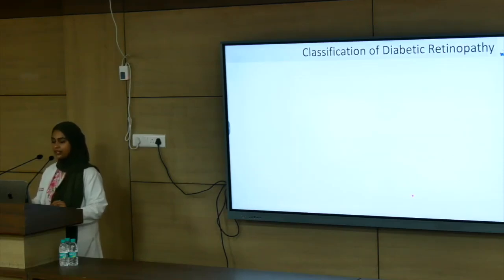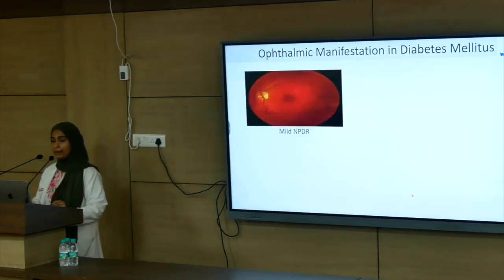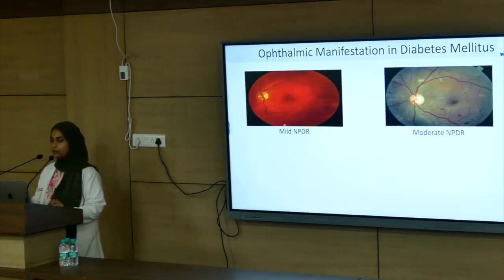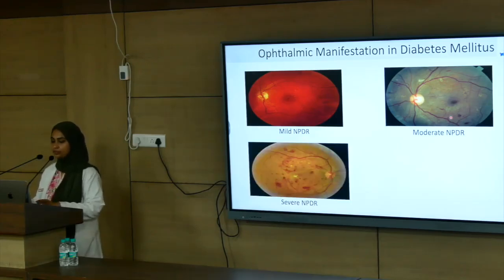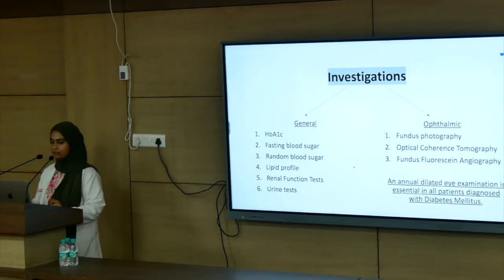Now, classifying diabetic retinopathy into non-proliferative and proliferative, where non-proliferative diabetic retinopathy is further classified into mild, moderate, and severe. Mild is when only microaneurysms are noted. Moderate when hemorrhages and exudates are seen only in one quadrant. Severe where hemorrhages and exudates can be seen in more than one quadrant or most likely in all the quadrants. Versus proliferative diabetic retinopathy where changes are seen due to neovascularization of retina.